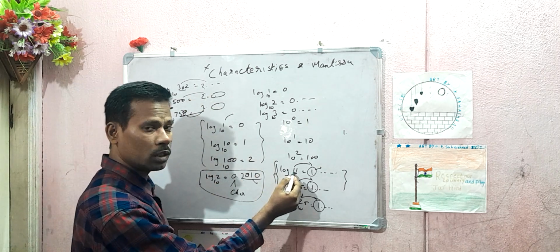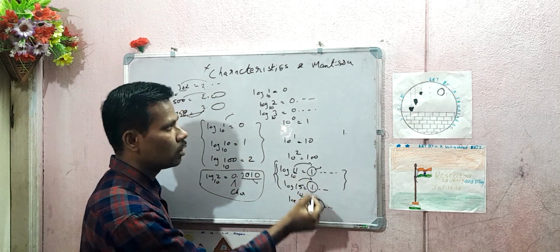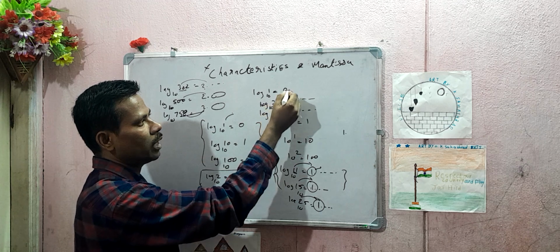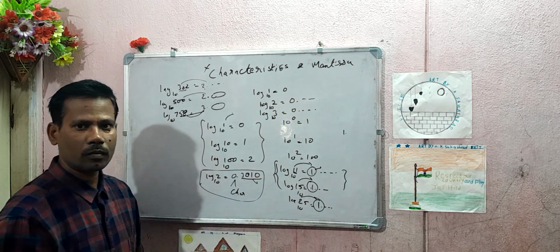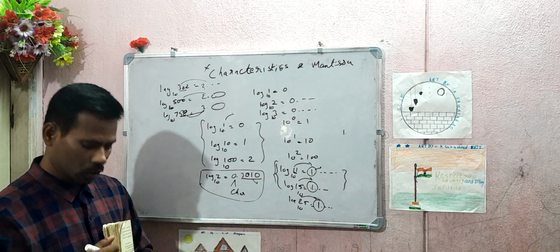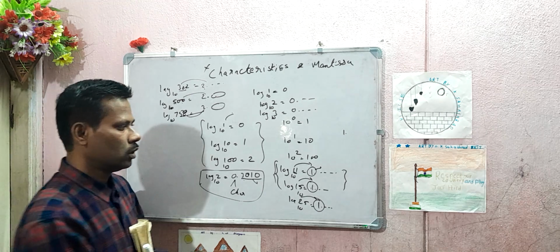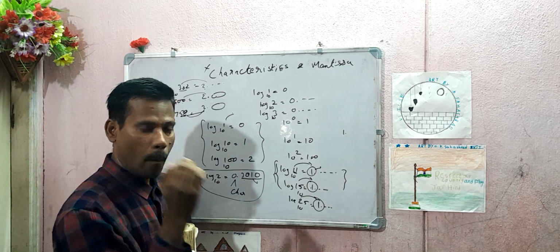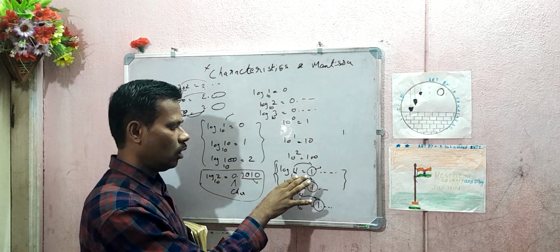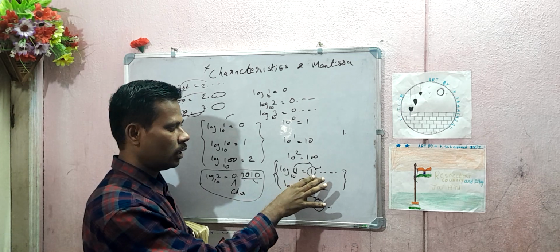Logarithm of a 2-digit number, the characteristic is always 1. Logarithm of a single digit number, the characteristic is always 0. From this, what we can conclude is, logarithm of a 2-digit number, the characteristic is 1.